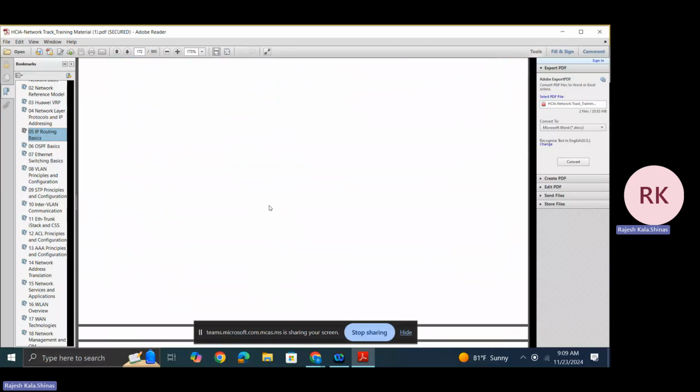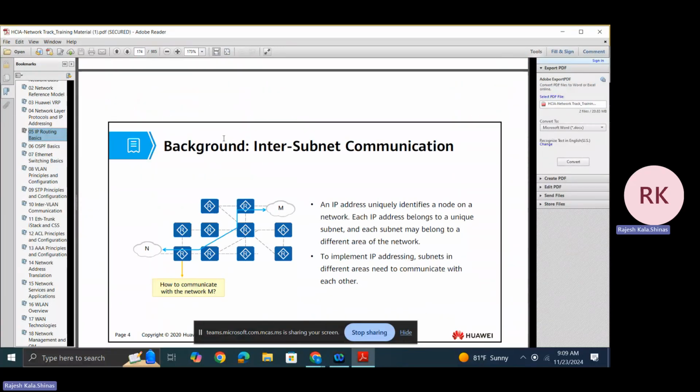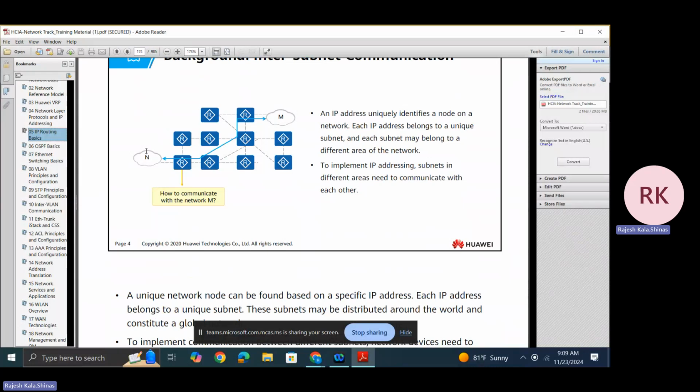Routing features. First, the basic concept of routing. Why do we need routing? Here we have two different networks, one is N, one is M. Network means we have different computers. Each computer will have a unique IP address, and each unique IP address belongs to different subnets. So how can we communicate between a computer in one subnet or network and another computer in another subnet or network? That's what we're discussing.